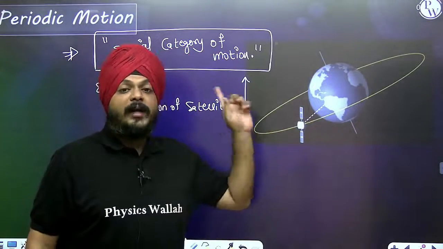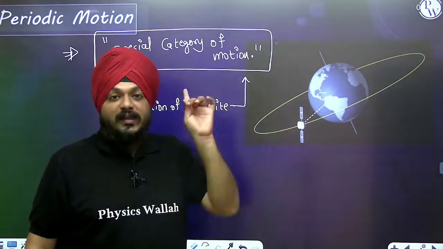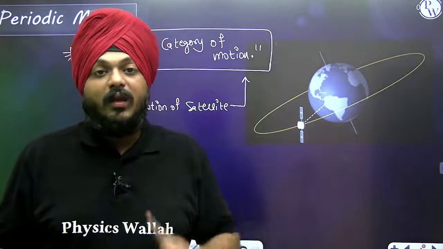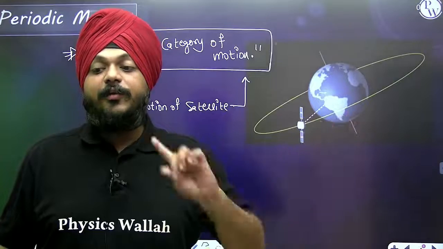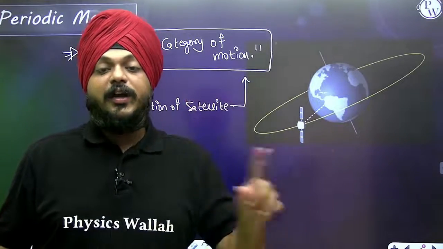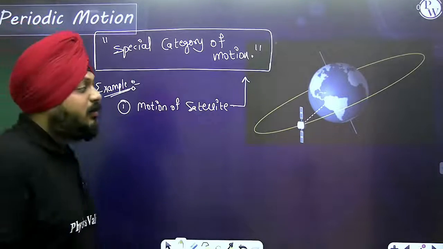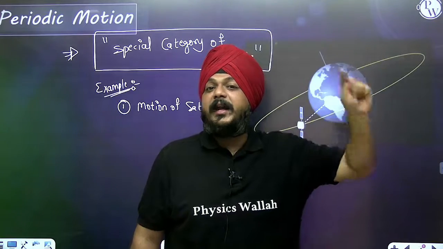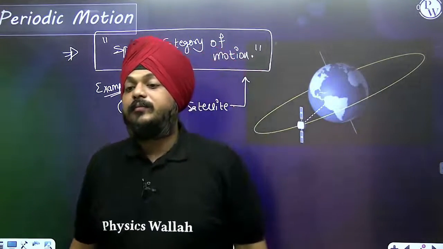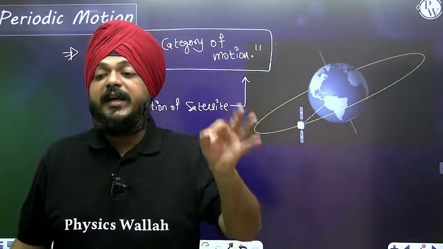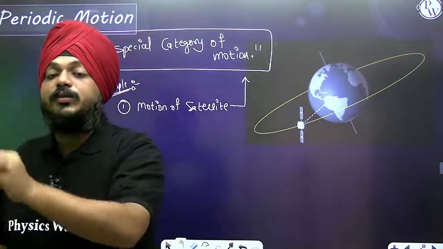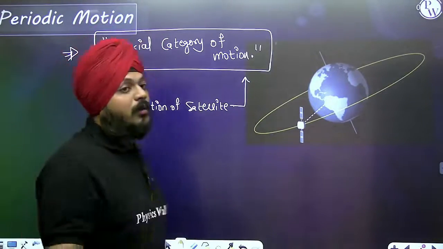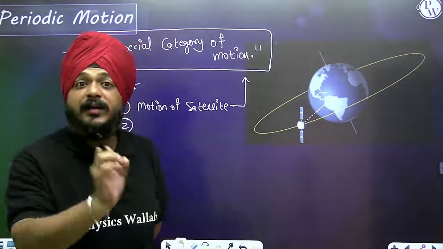If it is completing the first round in 5 hours, then for the next round the satellite takes the same amount of time. 5 hours, 5 hours, 5 hours, and so on. So in this kind of motion, something is getting repeated at regular intervals of time. That is the motion of a satellite. Let's have another example.